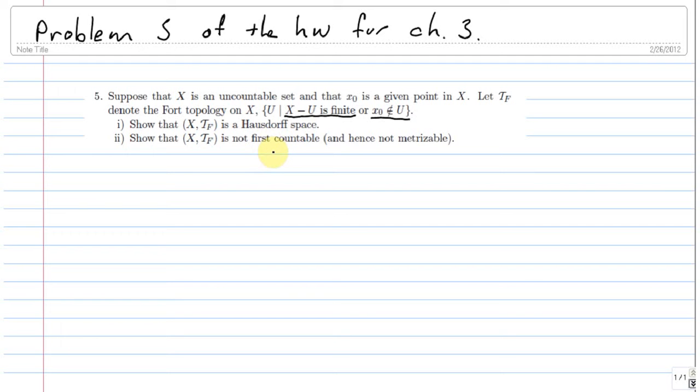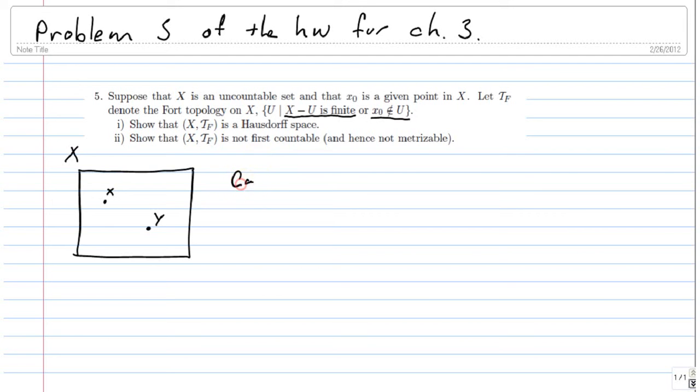So what do you need to show if you're going to show a Hausdorff space? Well, if I let this be my x with the Fort topology, then it's Hausdorff if for any 2 points, x and y, in x, I can find an open set that contains x and an open set that contains y, and the intersection of those open sets is the null set. So there are two cases.